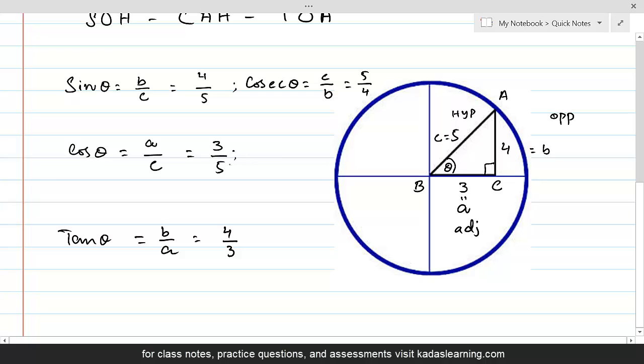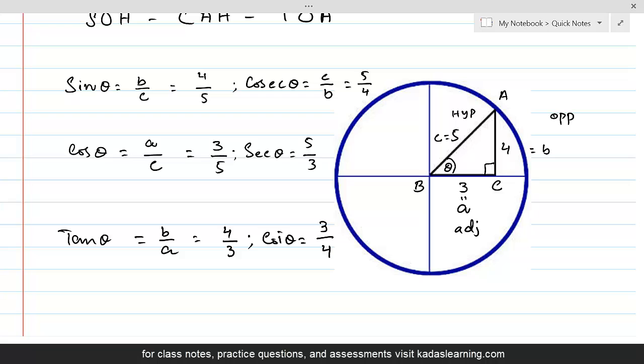And secant theta, which is opposite of cos, secant theta will be equal to 5/3. And opposite of tan is cotangent theta, and cotangent theta would be 3/4. This is the reciprocal of tan. So basic trigonometric ratios are sine, cos, tan, and their reciprocal trigonometric ratios are cosecant theta, secant theta, and cotangent theta. Simply by reciprocating, the sine ratio will get us cosecant. By reciprocating cos theta we get secant, and by reciprocating tan theta we get cotangent theta.